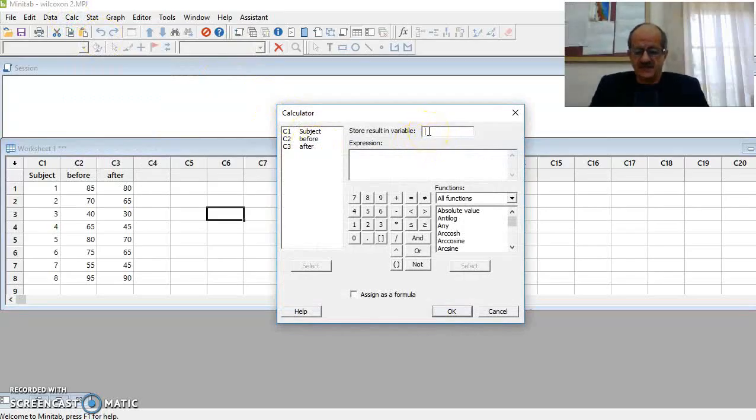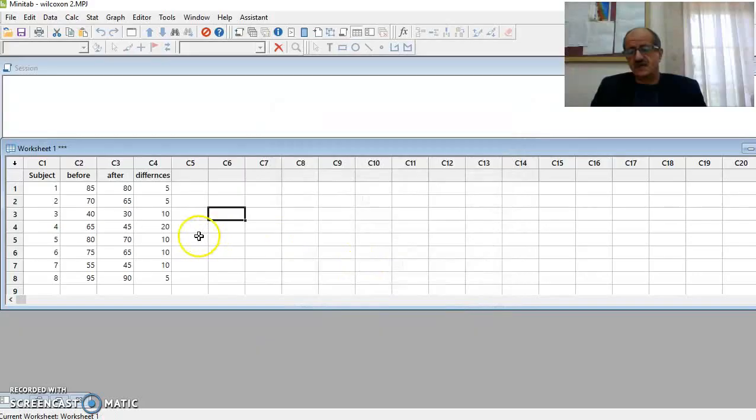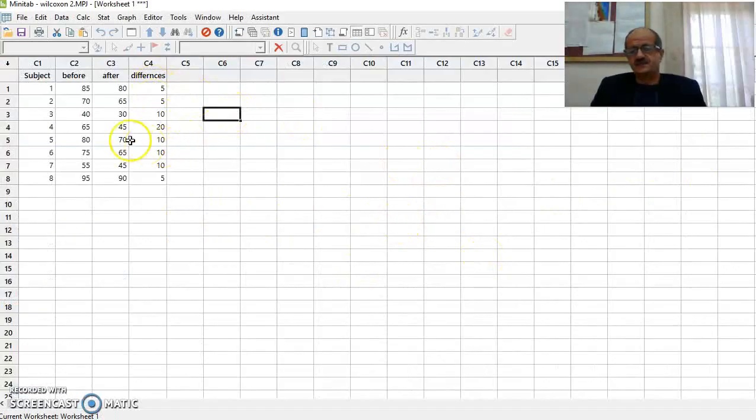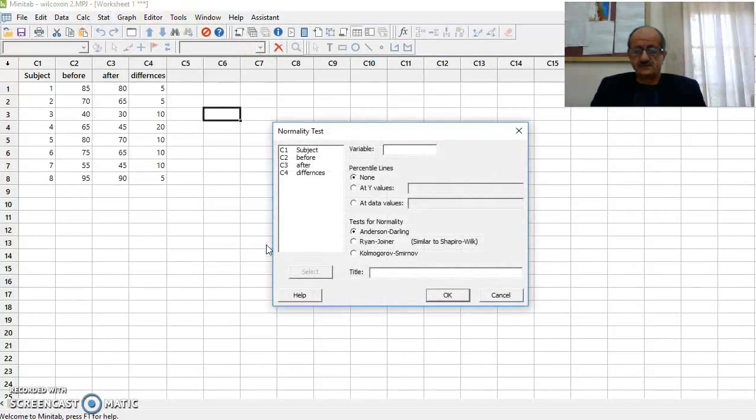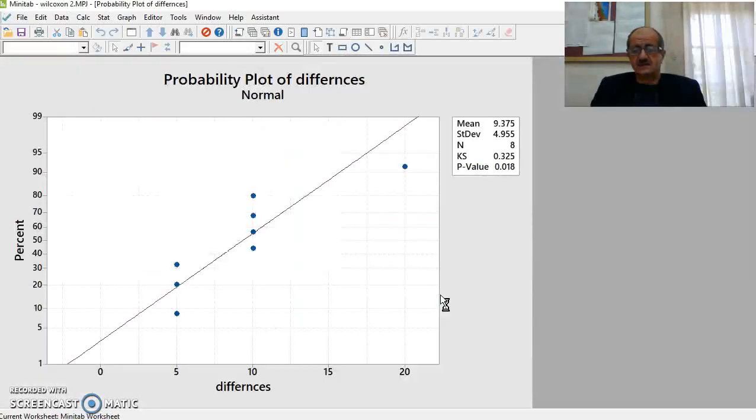Here we have to define before minus after. Let's go now. So this is our data that we want to work with. Now we want to test the normality: statistics, basic statistics, normality test, on the differences. Now here is the outcome of the result.